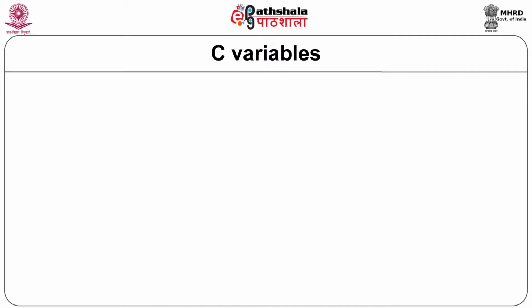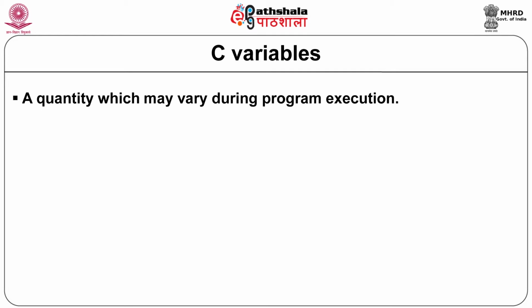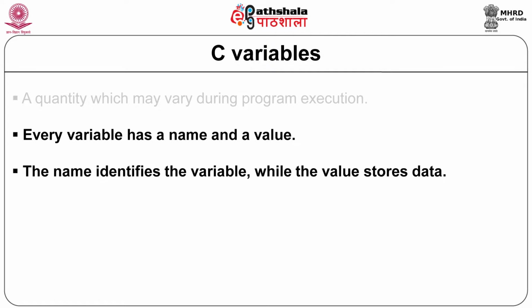Then variables used in C. A quantity which may vary during program execution is called a variable. Every variable has a name and its value. The name identifies the variable while the value stores the data.